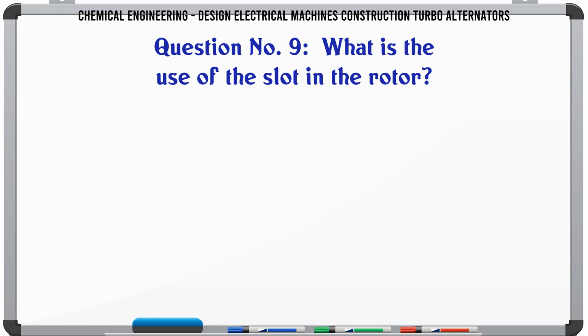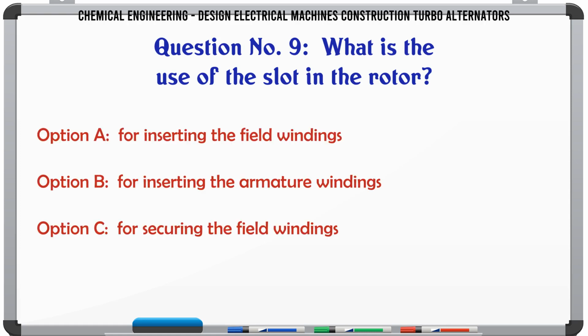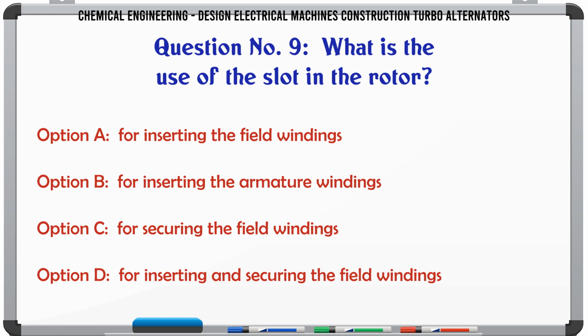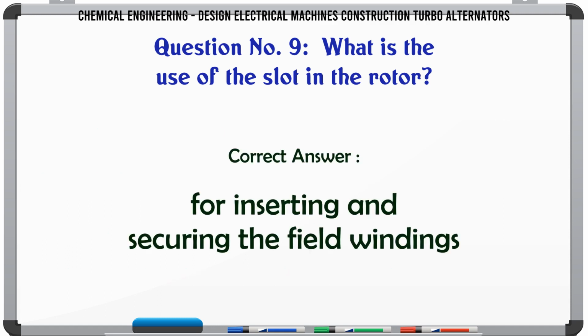What is the use of the slot in the rotor? A: for inserting the field windings, B: for inserting the armature windings, C: for securing the field windings, D: for inserting and securing the field windings. The correct answer is for inserting and securing the field windings.